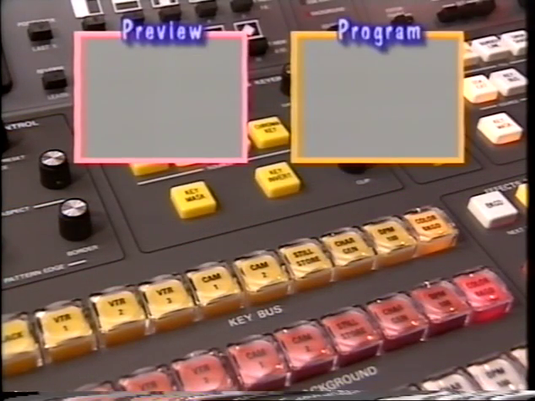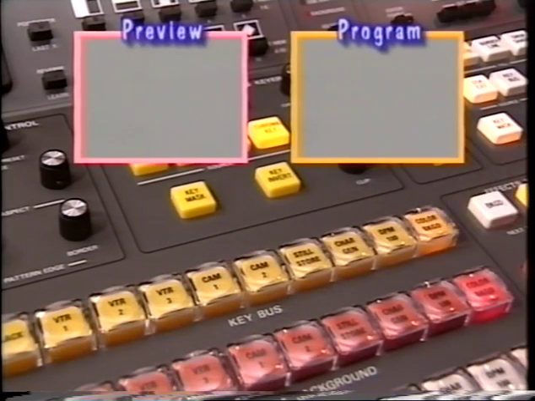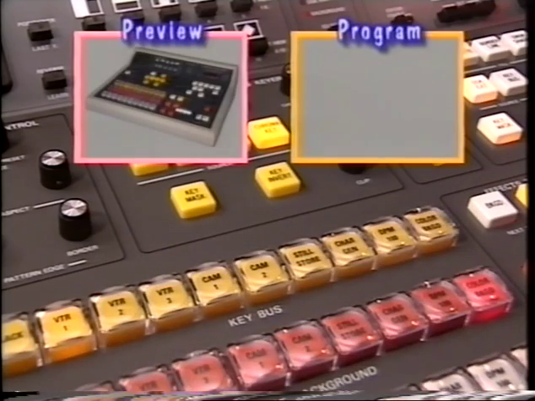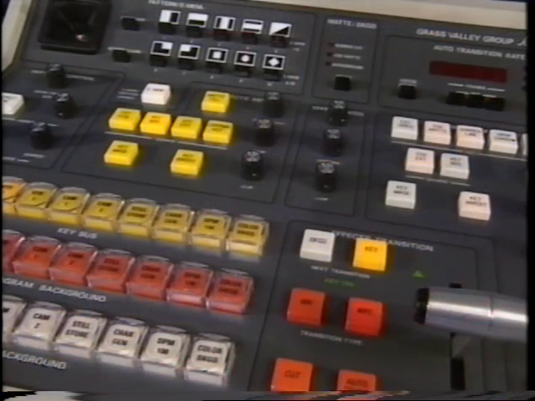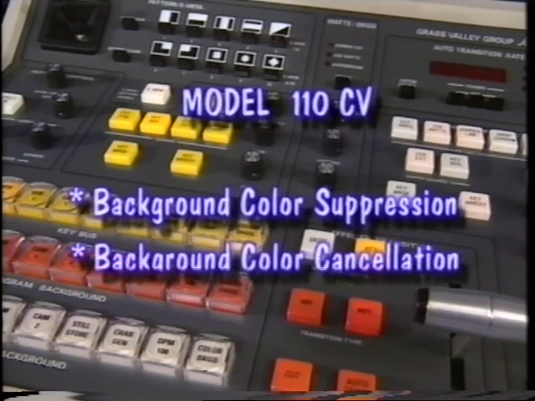The Model 110 CV chroma keyer uses switcher primary inputs selected on the key bus as sources. Note that the key link feature doesn't work in the chroma key mode in this model. But the Model 110 CV does have special chroma key features. They are background color suppression, BCS, and cancellation, BCC.